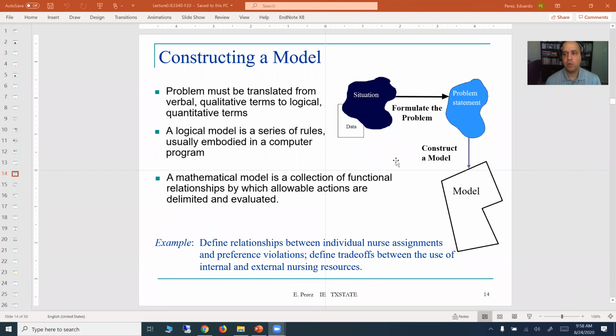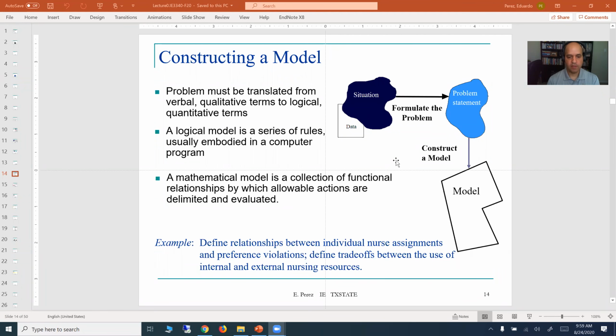So solutions, when we start defining the solutions and how to solve these problems, we're going to be relying on software that is available. So for example, we can solve these problems using Excel, using the Solver add-in, and there are also other software packages that can be used that we can download and install for free. So we are going to discuss that. The mathematical model is a collection of functional relationships by which allowed actions are determined and evaluated. So those are part of our model. We are going to be defining these mathematical expressions in our model.